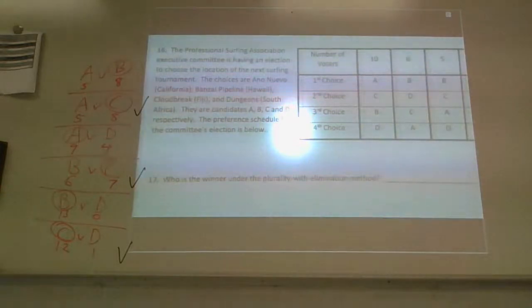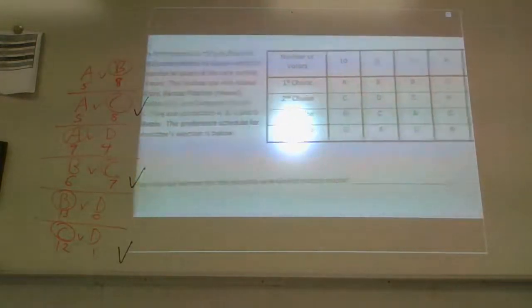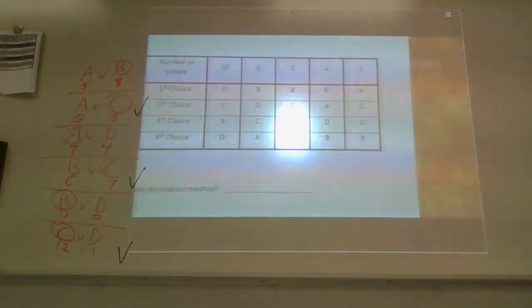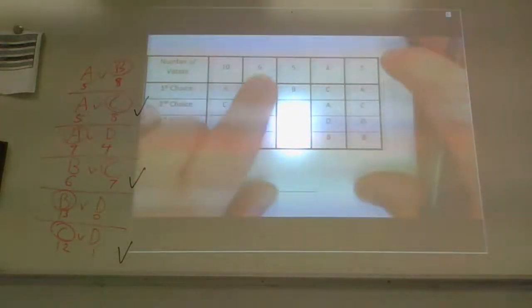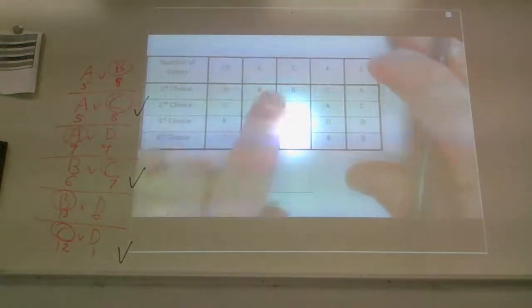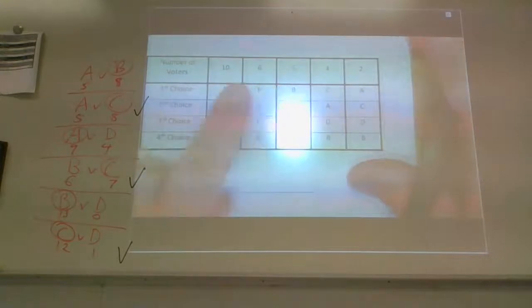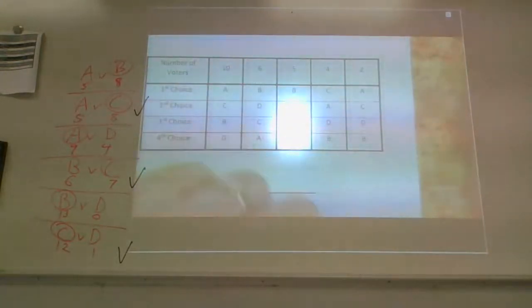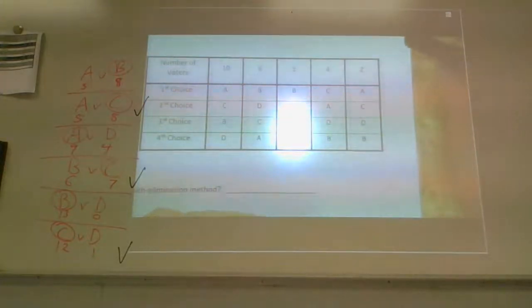The preference schedule for the committee's election is shown below. It says below, but it's really to the side. So let's take a look at this real quick. There are 21 plus 6, 27 people voting, meaning that to win a majority of 27 votes, you would need at least 14.